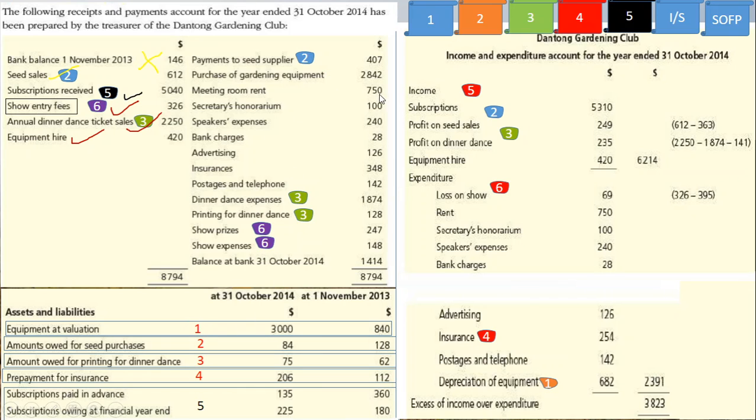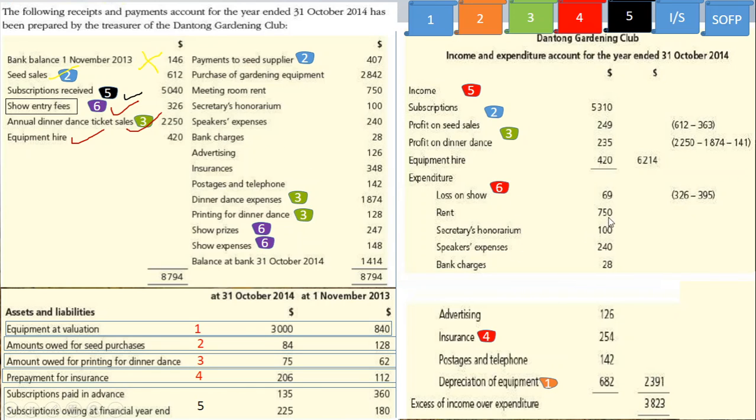Meeting room rent 750 expenses, so you put down here meeting room 750. Secretary's honorarium, that's also your expenses. This is expenses made for a guest in a certain event. If you are conducting any event and invited a guest, expenses incurred for the guest is called a secretary's honorarium. So that's 100. Then speakers expenses 240 has come here.